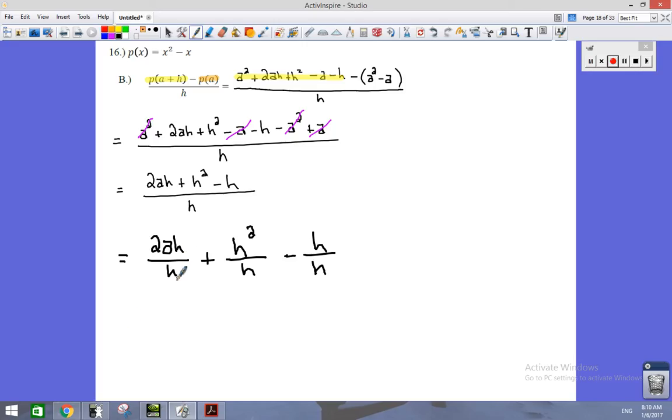H divided by h is going to be 1. So this first term reduces to 2 times a. And this second term, one of the factors in the numerator cancels with that in the denominator, so you just have h divided by 1, and we just typically write that as an h. And here h divided by h is the number 1. The numerator and denominator are the same, so that fraction reduces to 1. So in 16b, this is our final answer.